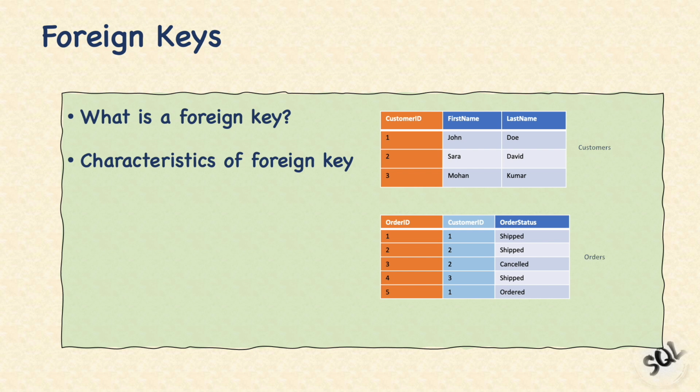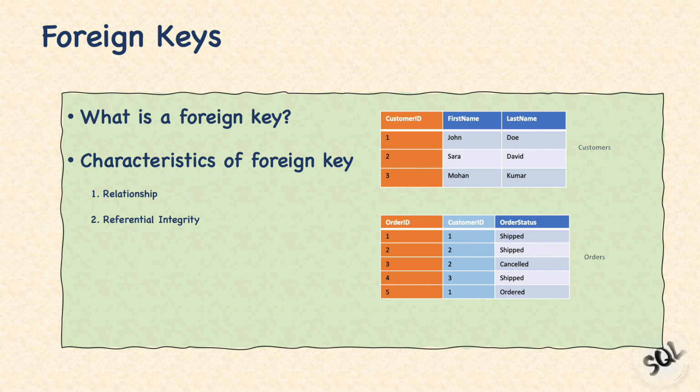Now we can see what are all the characteristics of a foreign key. A foreign key creates a connection between a child table and a parent table. One of the most important characteristics of a foreign key is that it enforces referential integrity. This means that the foreign key value in the child table must match an existing value in the parent table, or it must be null. This ensures that there are no orphan records. An orphan record is the data in the child table that does not have a corresponding parent record.